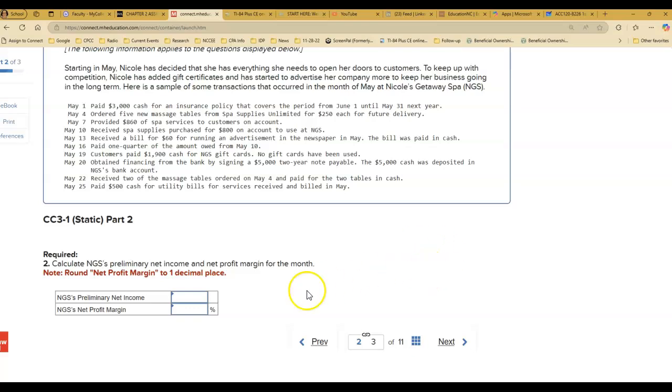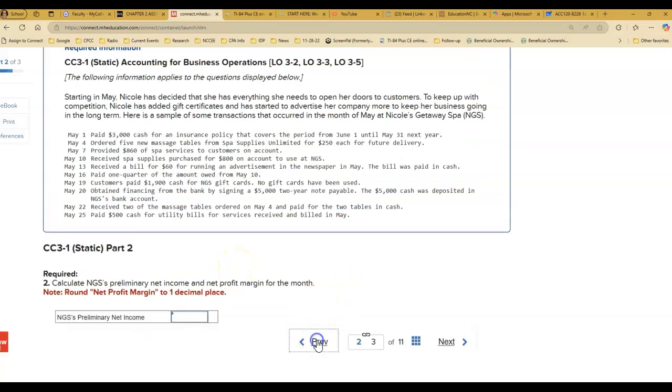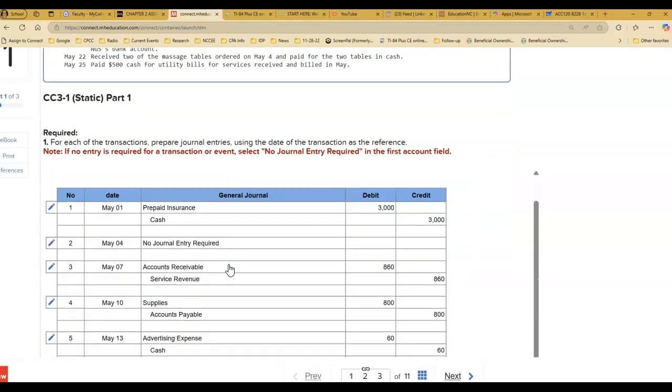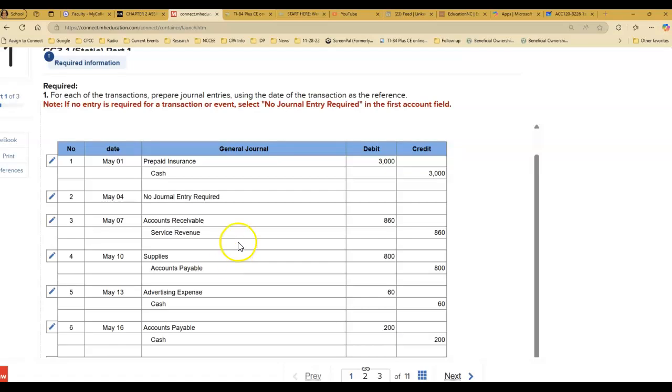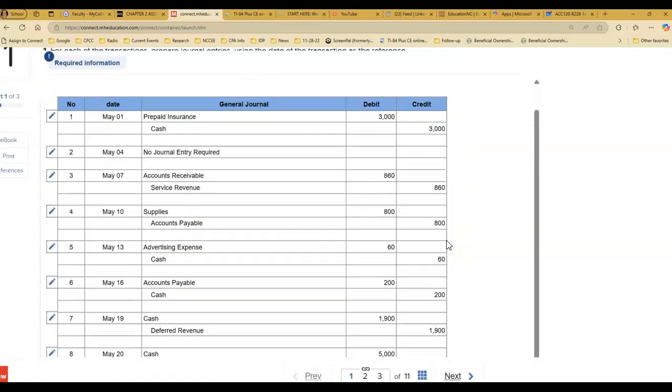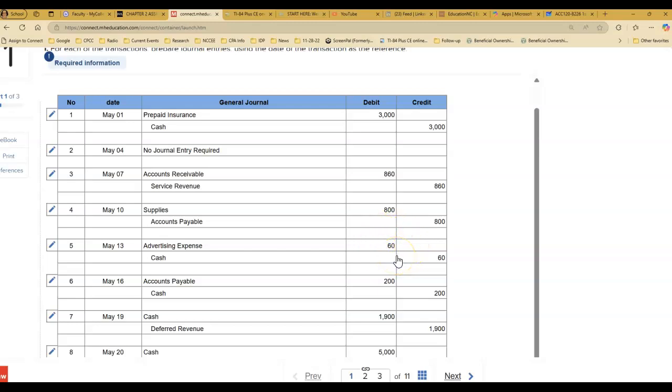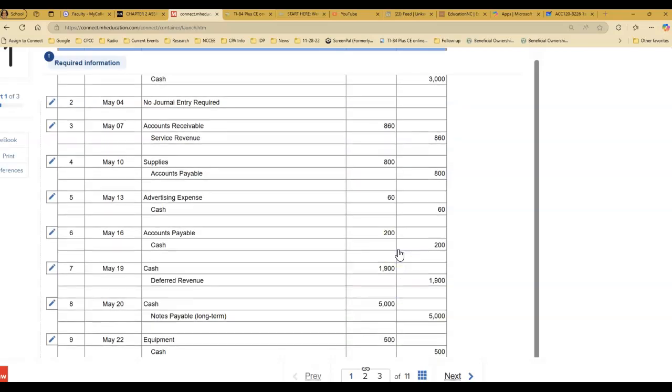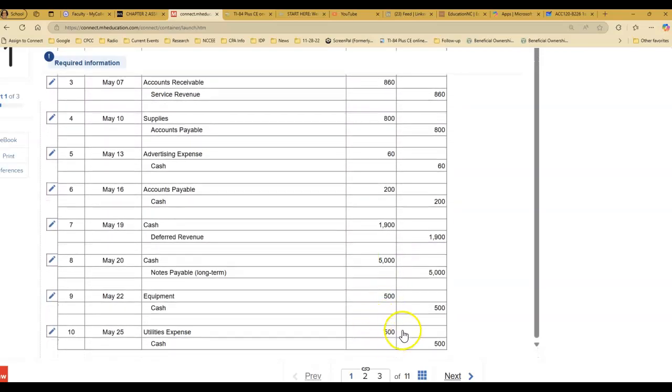All right. So when we're looking at this preliminary net income, I should have left the other snippet in place. But when we're looking for all of that, we're simply going to come back over here and look at all these items, and we're going to pick up this revenue item right here of the $860. We're going to subtract the $60 in advertising expense, and we're going to subtract the $500 in utilities. So if we take the $860 minus 60, now we're at 800, minus the 500, we've got 300 in net income.